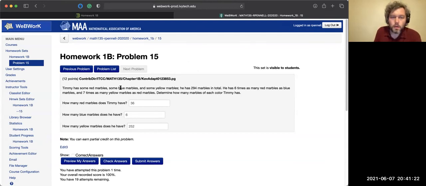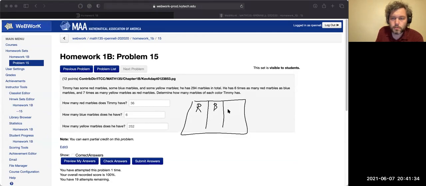All right. So let's get my drawing tool here. So we have red, blue, and yellow. We have a total 294. We have 6 times as many red as blue. We have 7 times as many yellow as red. Determine how many of each color we have.